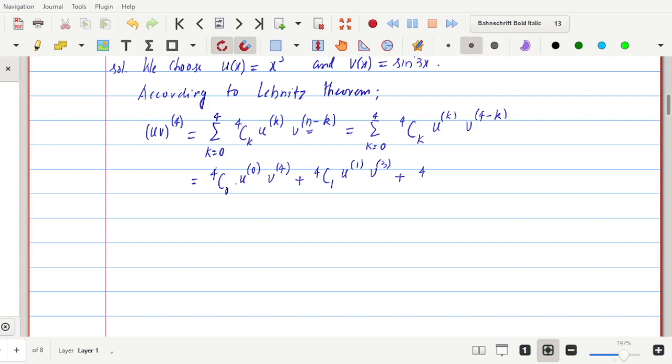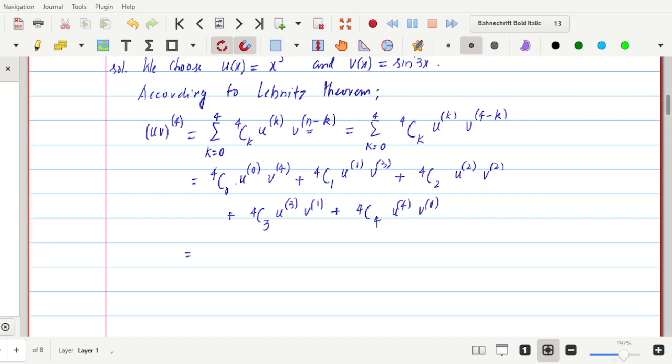Then similarly 4C2, u power 2, v power 4 minus 2 which is again equal to 2. Then plus 4C3, u power 3, v power 1. Then finally 4C4, when we put k equal to 4, we get u power 4, v power 0. Now here this u power 0 will mean the 0 derivative of u, that means u itself. And similarly the 0 derivative of v will mean the function v itself, that is sine 3x.